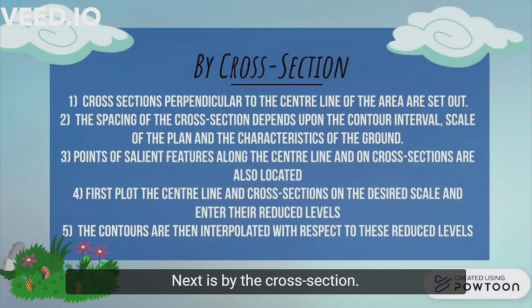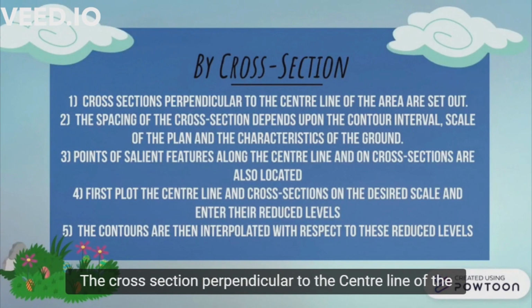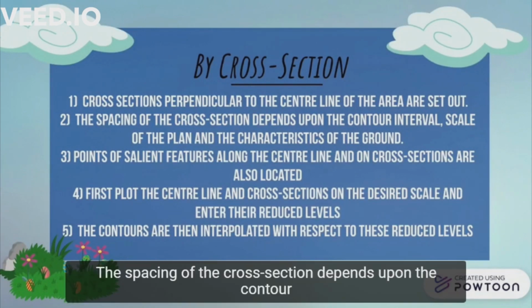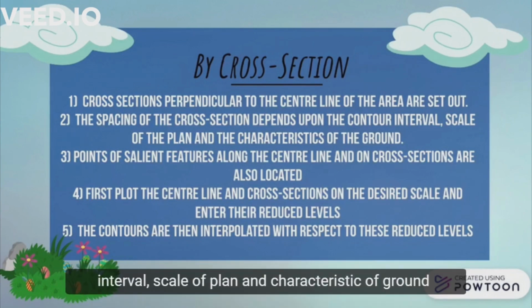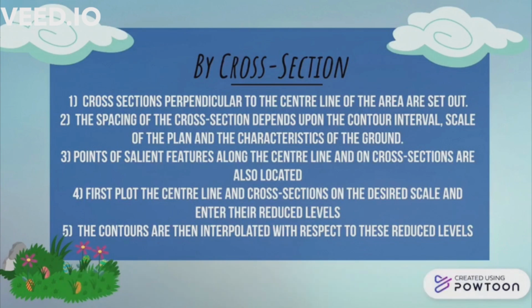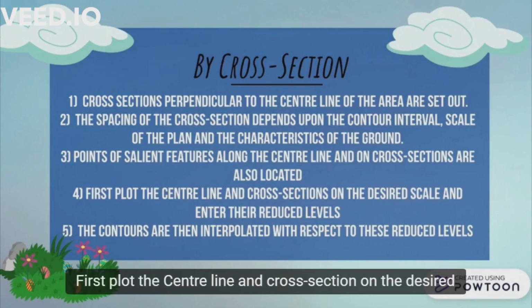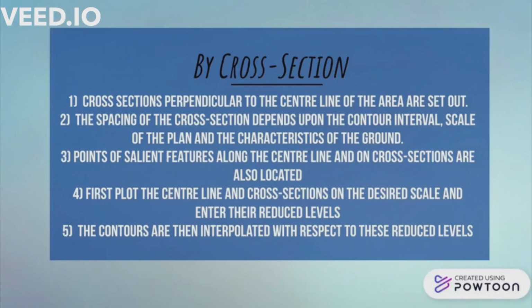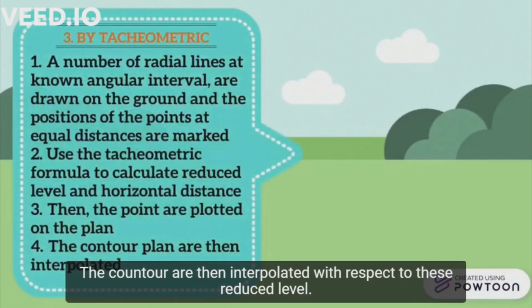Next is by cross section. The cross sections perpendicular to the center line of the area are set out. The spacing of the cross sections depends upon the contour interval, scale of plan, and the characteristics of ground. Points of salient features along the center line and cross sections are also located. First, plot the center line and cross sections on the desired scale and enter their reduced levels. The contours are then interpolated with respect to these reduced levels.